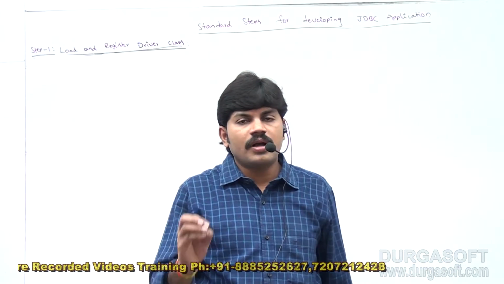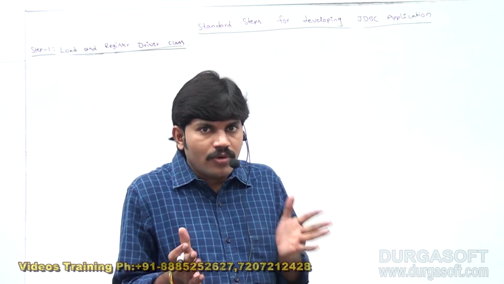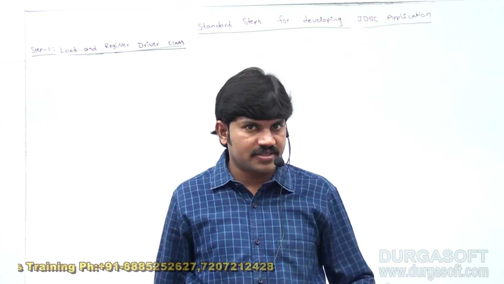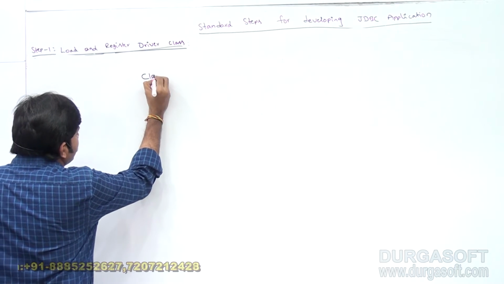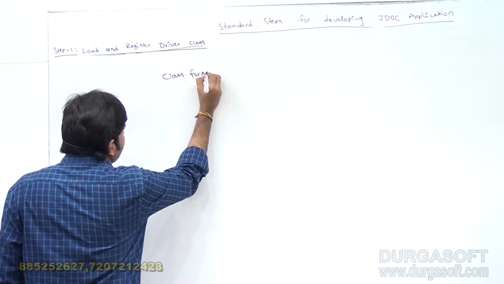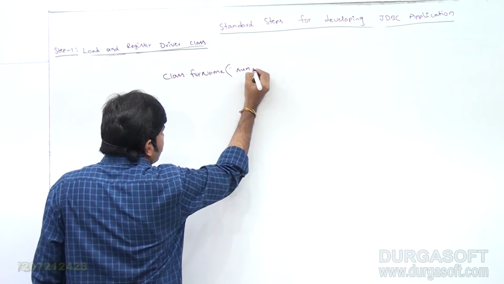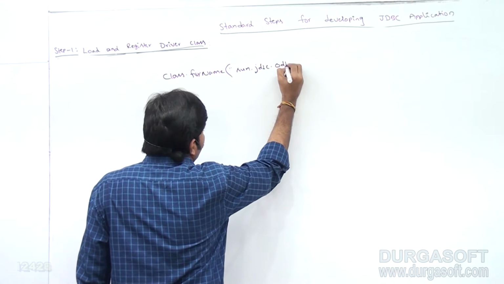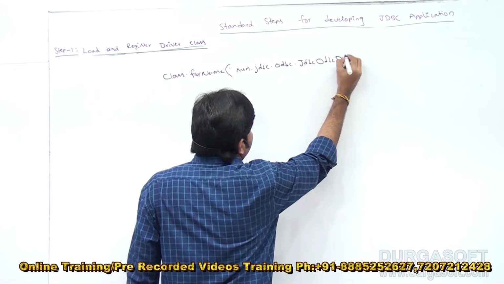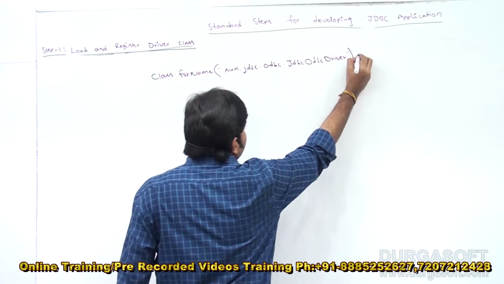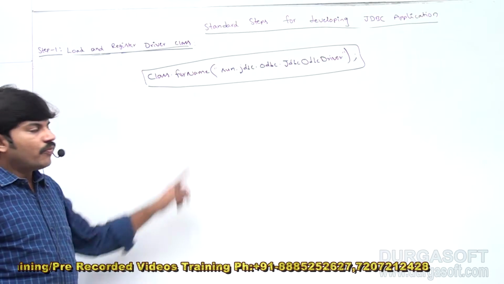Now I have one small doubt. What is our first step? Load and register the driver class. Correct, right? For that, what line did I write? Class.forName, sun.jdbc.odbc.JdbcOdbcDriver. Have you observed? This is the line I took. Now I have one small doubt about this line. What is the doubt here?